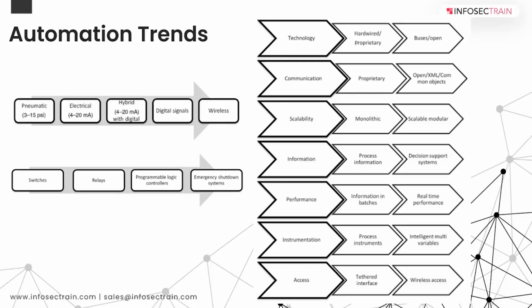The communication between various systems within the same plant is becoming basically an open, object standards based kind of interface. So the general architecture of the automation system is moving from a monolithic solution to a more scalable and modular system, right?